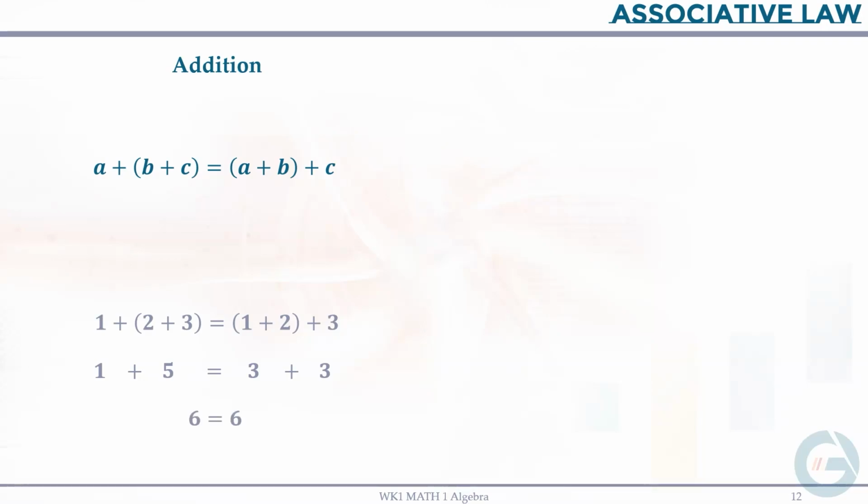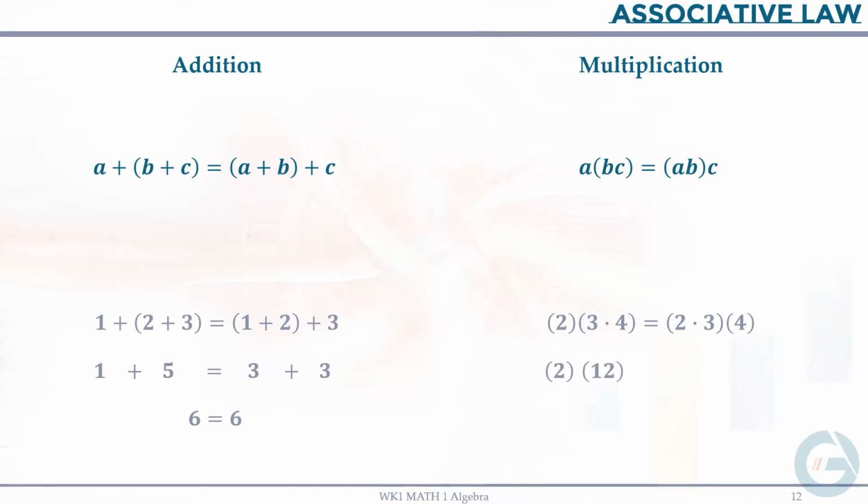So next is the associative law of multiplication. So the same, the order of multiplication doesn't matter. So a times the product of b times c is the same as if we multiply first a times b, then c. So for example, we have this equation. 2 times the product of 3 times 4 is the same if we multiply first 2 times 3, then 4. So this is 2 times, of course, 3 times 4 is 12. That is the same if we multiply first 2 times 3, which is 6, times 4. So this will give us, of course, 24.